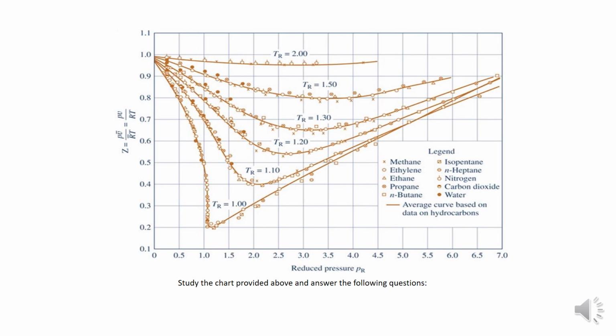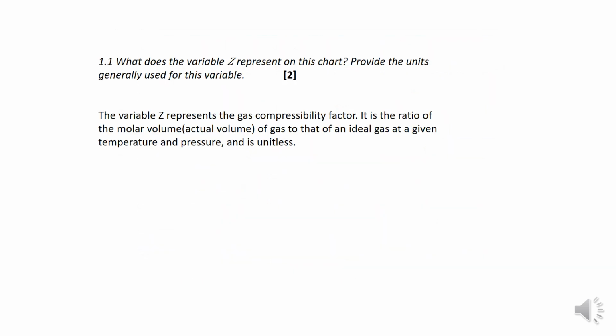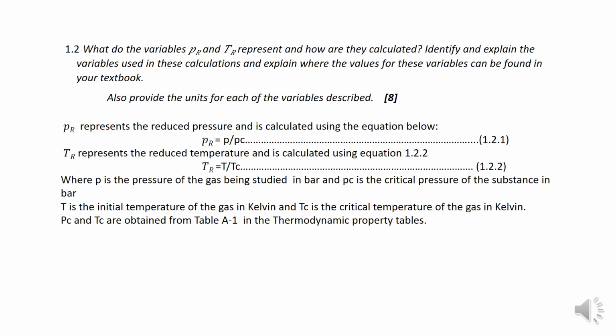The compressibility factor Z is unitless and is measured using the form Z is equal to PV over RT, where P is the pressure, V the specific volume, R the specific gas constant, and T is the temperature of the measured gas. PR and TR are dimensionless variables.